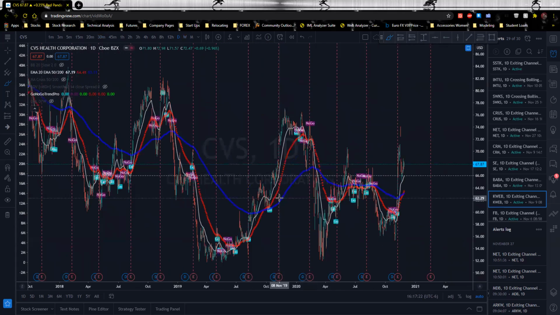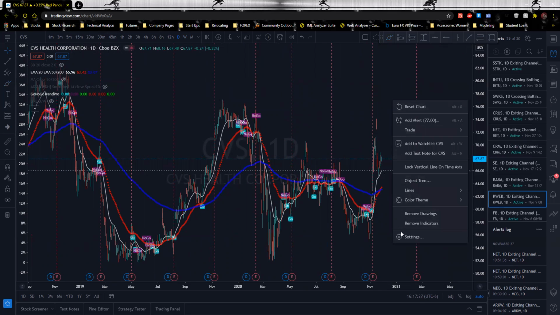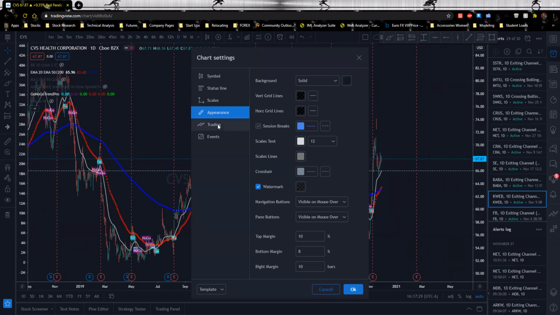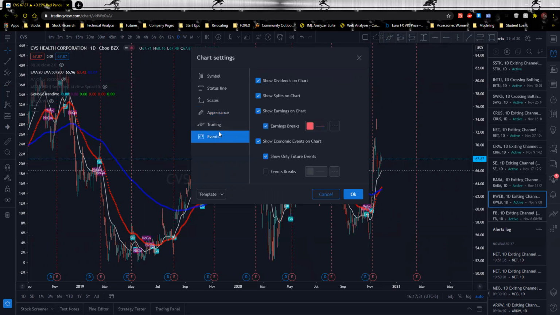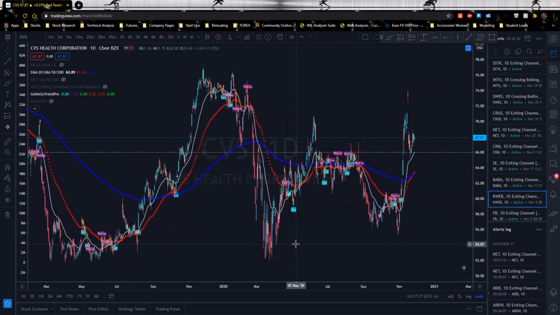Remember, your day trade. Actually, let me get rid of these events because they kind of annoy me. I just like charts being so clean. When I get all this stuff, it gets annoying.